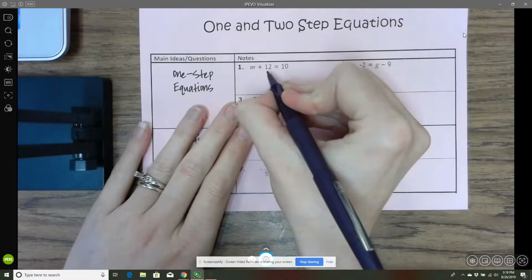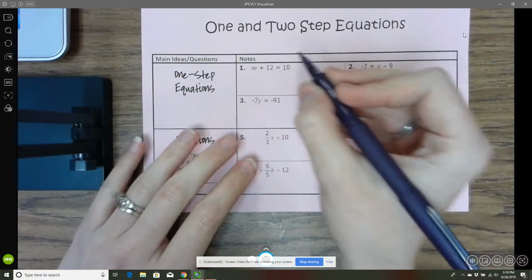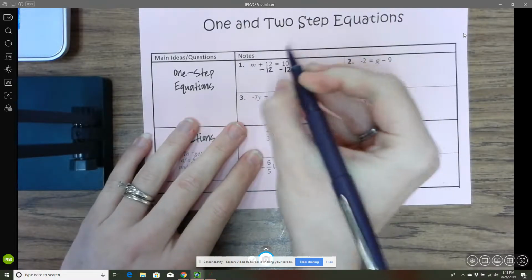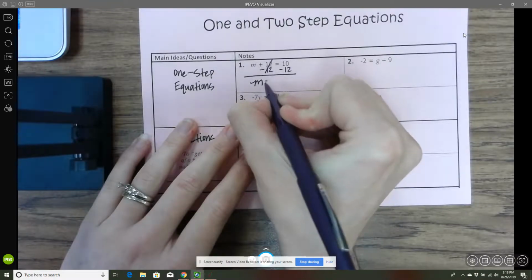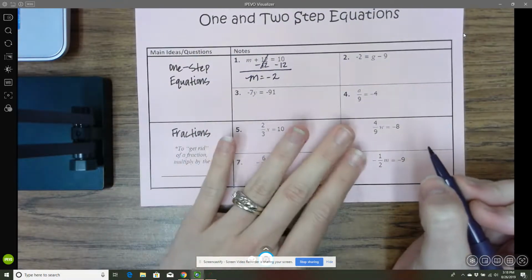So if we've got m plus 12, what I need to do is to get the variable by itself. And so to get the variable by itself, to do the opposite, I would subtract 12 from both sides. So the 12 would cancel here, and then 10 minus 12 would leave me with a -2.